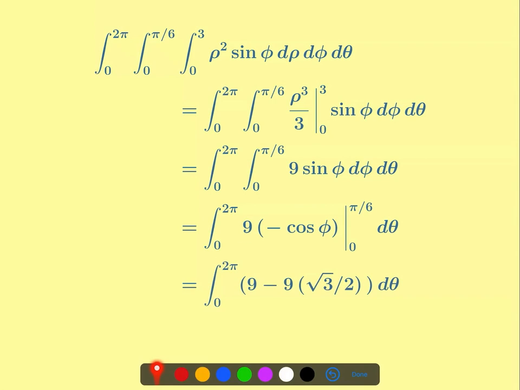So I went ahead and multiplied the 9 times 1 and the 9 times minus the square root of 3 over 2. And this is a number now. We want to integrate this, and we're just going to get this number times theta, where theta is going from 0 to 2 pi. So we're just going to get 2 pi times this number. That gives us 18 pi for 9 times 2 pi. And then when I multiply by 2 pi, the 2 will go away here, and I'll have 9 pi squared root of 3.